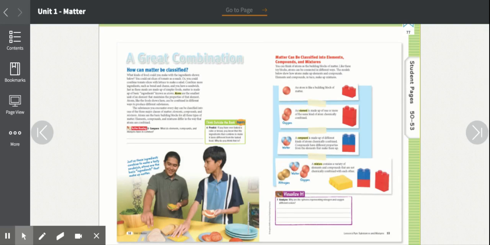Page 52, a great combination. How can matter be classified? What kinds of food could you make with the ingredients shown below?